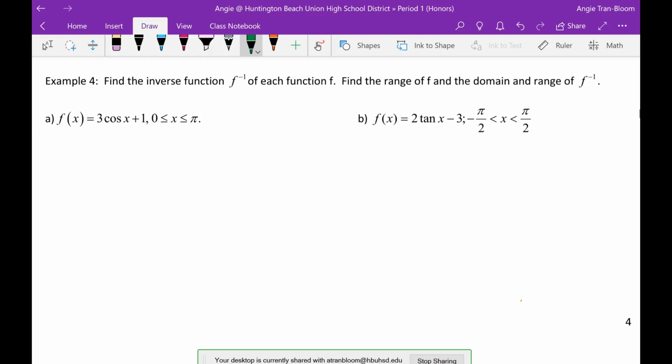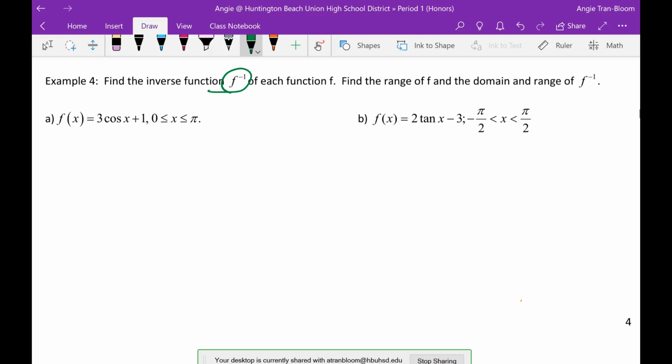Find the inverse function, which is f to the -1 notation, of each function called f. Find the range of the regular function called f and the domain and range of our newfound inverse function f to the -1. All right, so how do we even find the inverse function? Where do we start? Switch x and y. You're right. f of x is y.